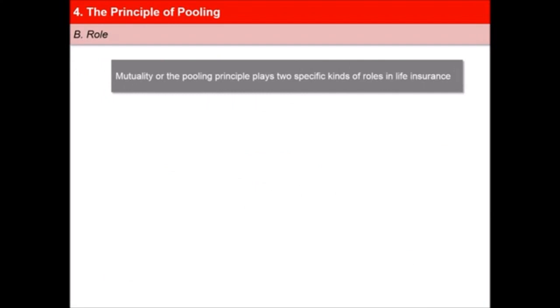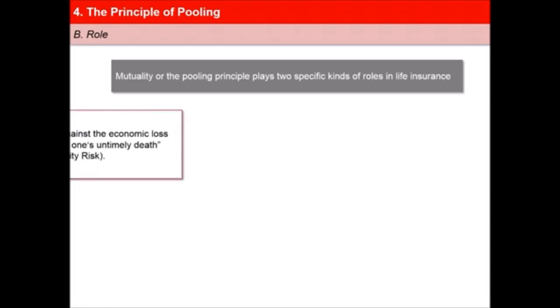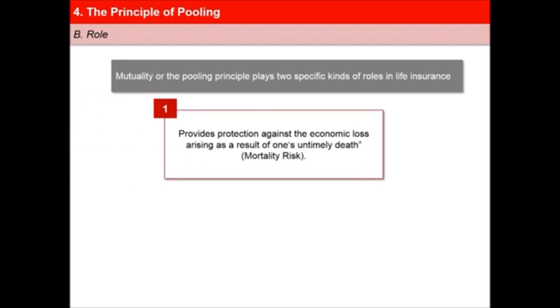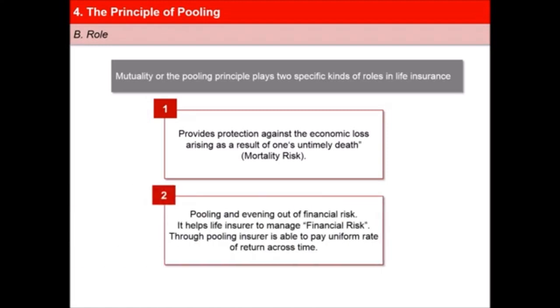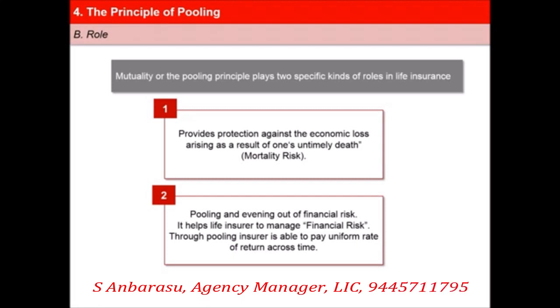Mutuality or the pooling principle plays two specific kinds of roles in life insurance. The first is its role in providing protection against the economic loss arising as a result of one's untimely death. And second is that it helps in pooling and evening out of financial risk. It helps the life insurer to manage financial risk. Through pooling, the insurer is able to pay a uniform rate of return across time.